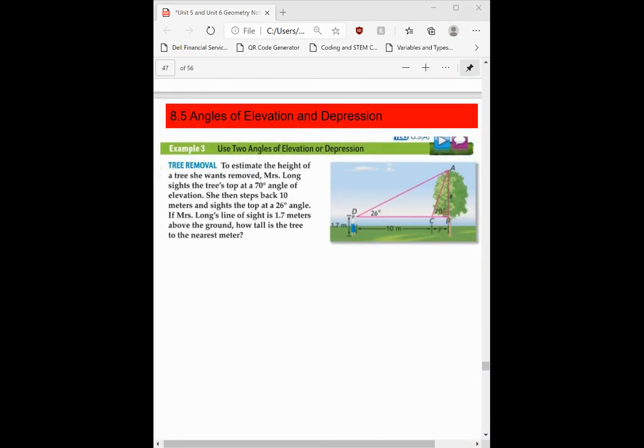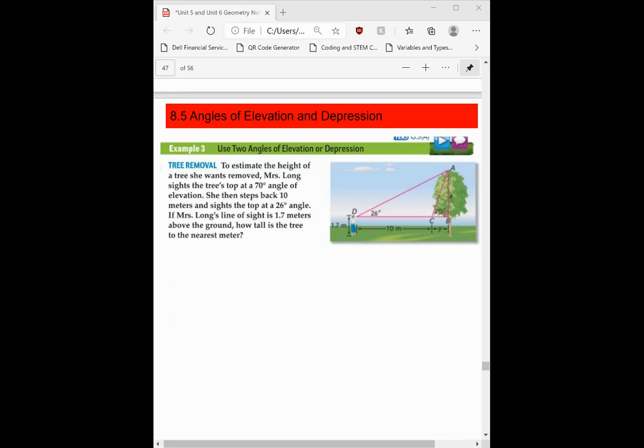Example 3. To estimate the height of a tree she once removed, Miss Long sights the treetop at a 70 degree angle. She then steps back 10 meters and sights the top at a 26 degree angle. If Miss Long's line of sight is 1.5 meters above the ground, how tall is the tree?